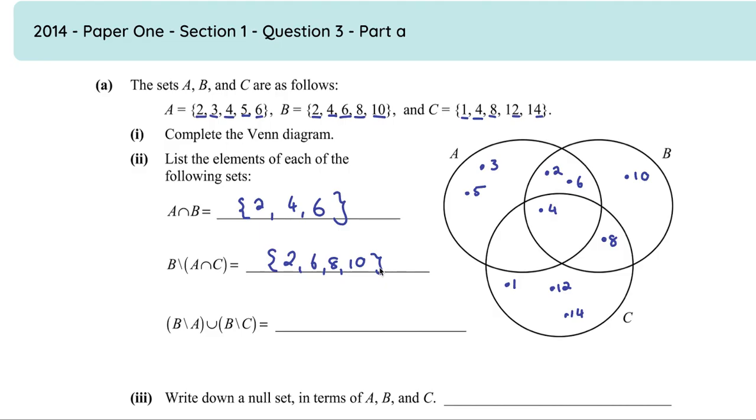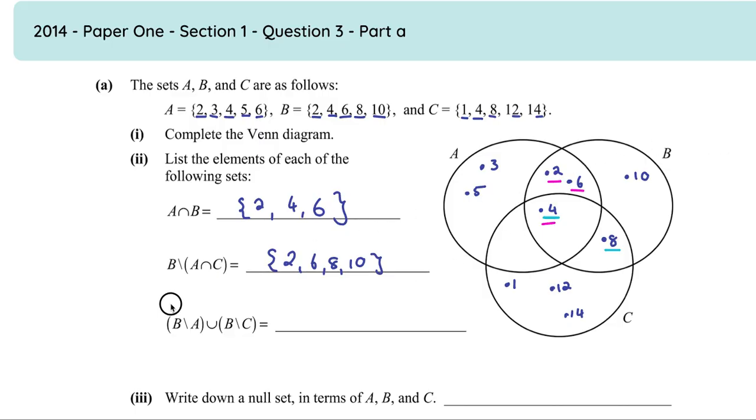The next one then is B less A. So B take out A, union with B take out C. So what will that leave us with? B take out A would leave us with, take out these ones, we'd be left with 10 and 8. Then we're going to combine that with B take out C. So we'd be taking out this and we would be taking out this. So what does that leave us with if I have the union of them?